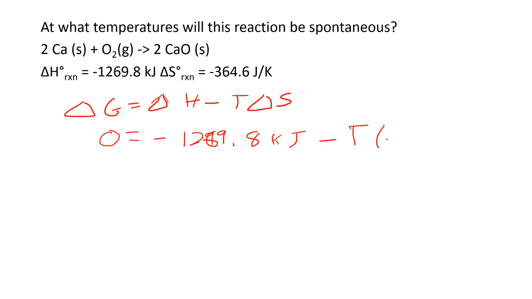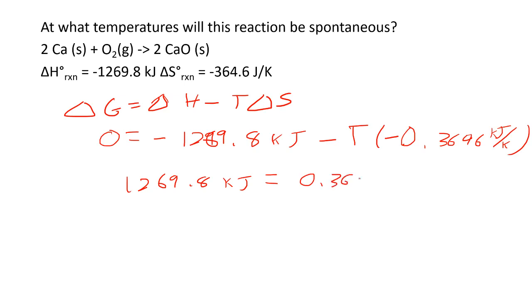And then I'm going to multiply it by, and I'm going to convert this to kilojoules so the units are the same, negative 0.3646. And this is kilojoules per Kelvin now. We converted away from joules per Kelvin. So then I'm going to move the 1269.8 to the other side. So I have 1,269.8 kilojoules is equal to, let's see, and then I had a minus, and then I had a negative here, so the two negatives become a positive, and I have 0.3646 kilojoules per Kelvin times temperature.